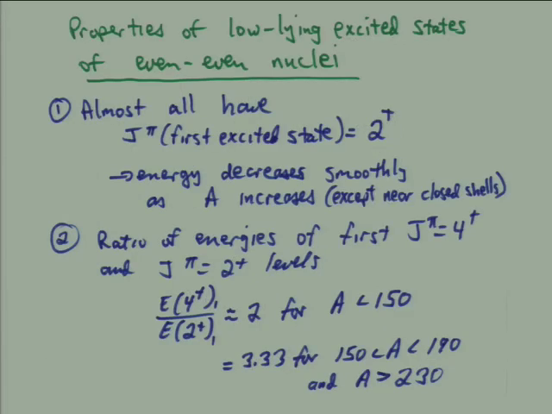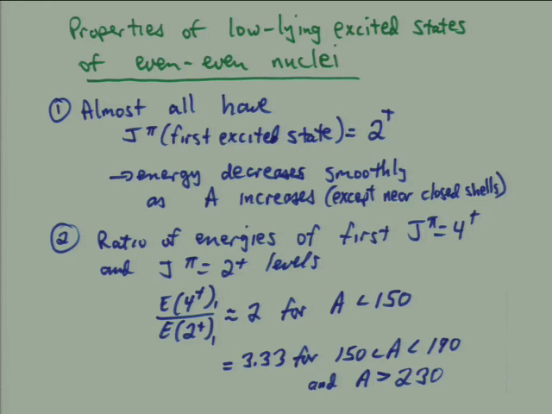The other thing that you find is that there's some systematics in the energies of not just the first 2 plus level, but in many of these nuclei, the second level, the second excited state, is a 4 plus level. Or at least there's a 4 plus level not too far away from the 2 plus level. And what you find is that there are 2 kind of classes of nuclei that you can identify based on the ratio of the excitation energy of the first level that has spin and parity 4 plus to that of the first level that has spin and parity 2 plus.